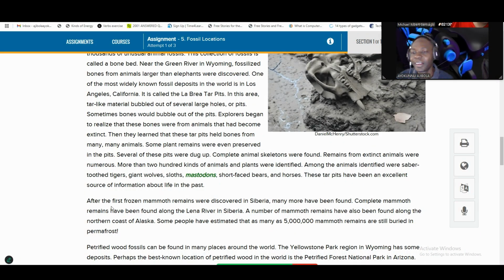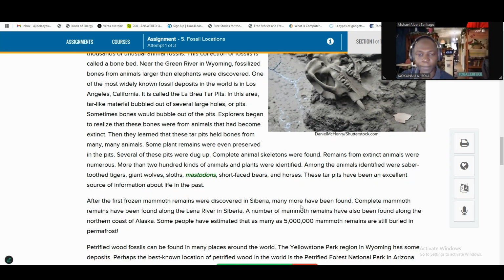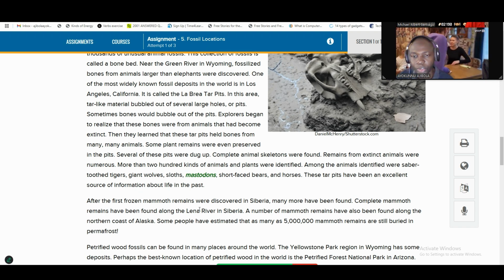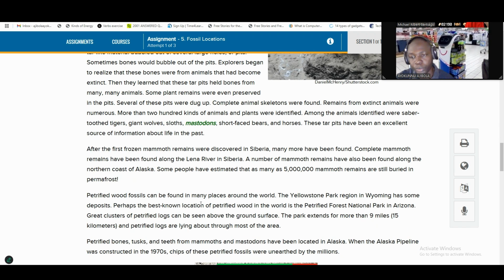Okay. After the frozen mammoth remains were discovered in Siberia, as we mentioned the other time, many more have been found. Complete mammoth remains have been found along the Lena River in Siberia. A number of mammoth remains have also been found along the northern coast of Alaska. Some people have estimated that as many as 5 million mammoth remains are still buried in the permafrost.